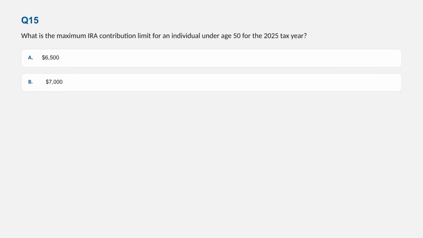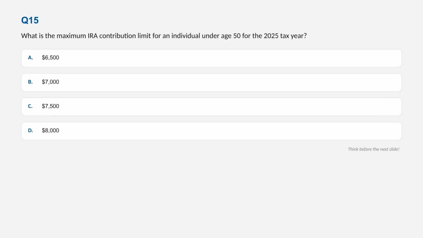Alright, let's move to question 15. What is the maximum IRA contribution limit for an individual under age 50 for the 2025 tax year? A. $6,500, B. $7,000, C. $7,500, D. $8,000.